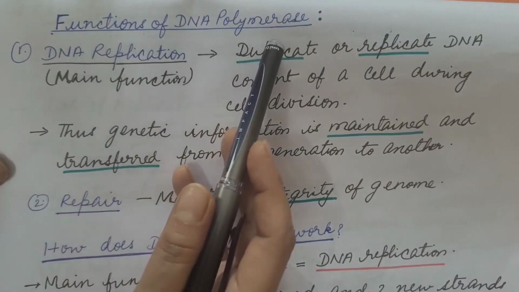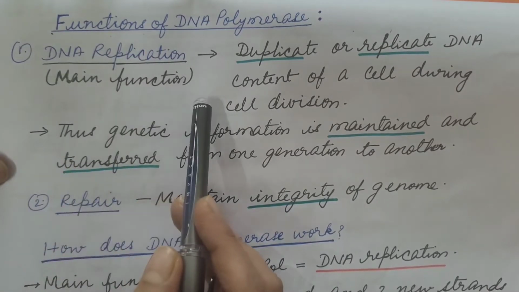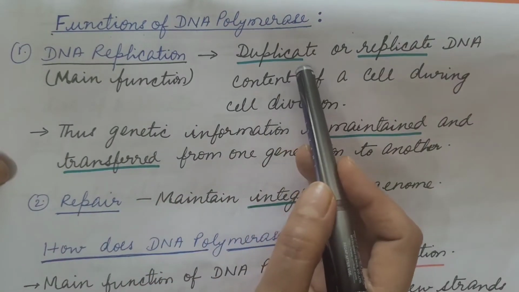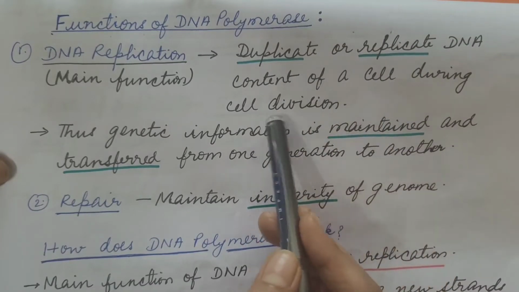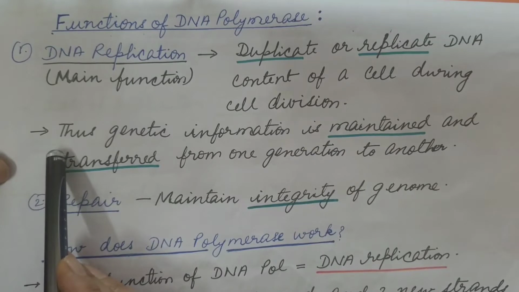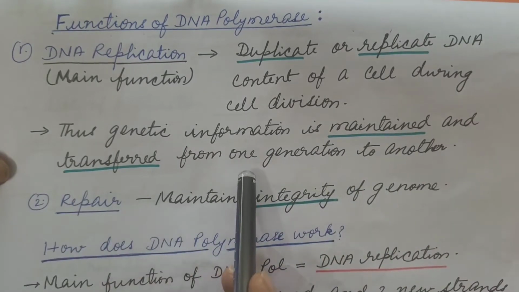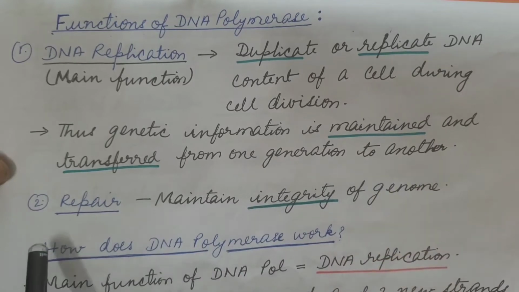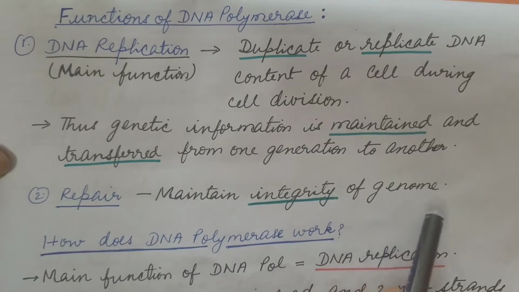Now the functions of DNA polymerase. First, DNA replication. It is the main function. DNA polymerase duplicates or replicates the DNA content of the cell during cell division. Thus, genetic information is maintained and transferred from one generation to another. Second is repair. It maintains the integrity of the genome.